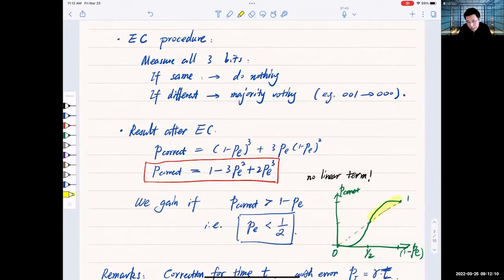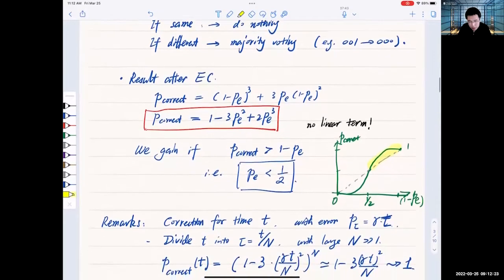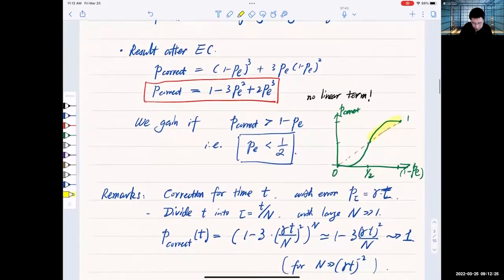And why is it important to suppress the error to second order? Because in principle, if we can suppress the error to second order and we can do error correction frequently enough, then we can make the error arbitrarily small. So here is the idea.